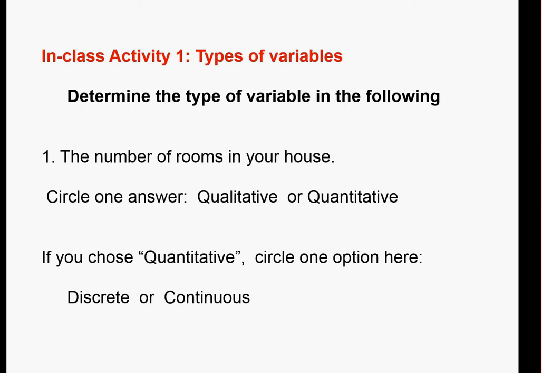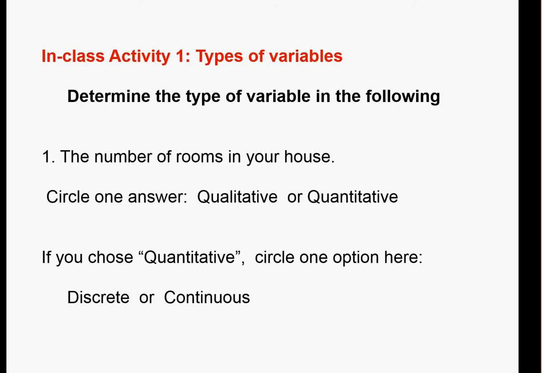Now, the number of rooms can take the value of 1, 2, 3, 5, 10, so on and so forth. So these are all values, the number of rooms. So this is obviously a quantitative variable. And this is the result of counting 1, 2, 5, 10, so on and so forth. So they take integers, take whole numbers.